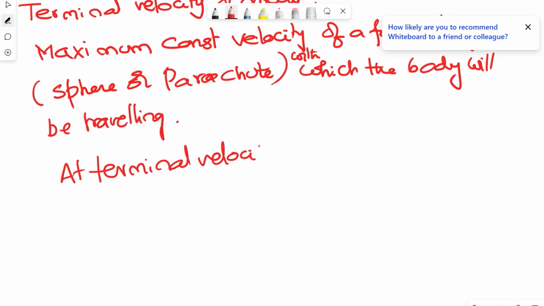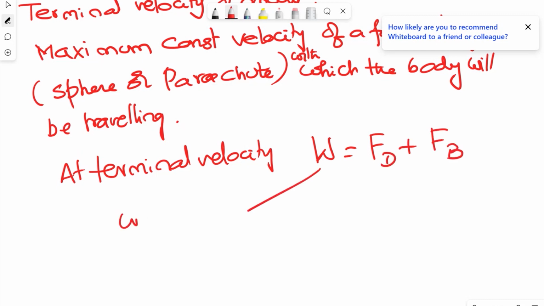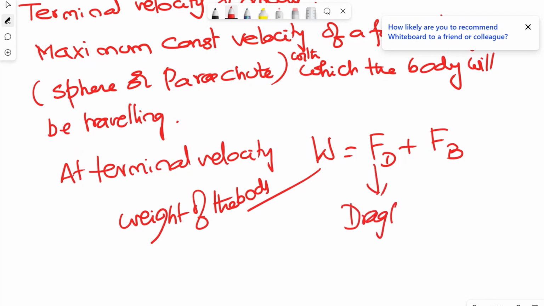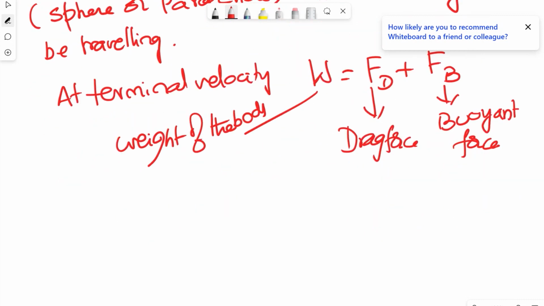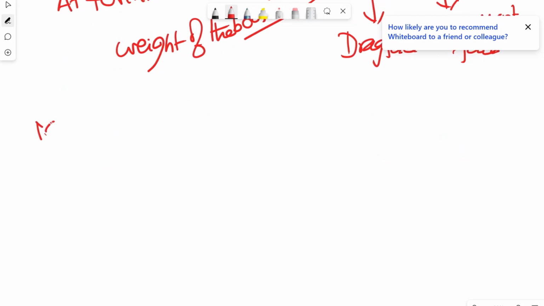So at terminal velocity, the condition is the weight of the body W is equal to the drag force plus the buoyant force. Kindly remember, this is the weight of the body, this is the drag force, and this is the buoyant force. And one more last point: what is the Magnus effect?